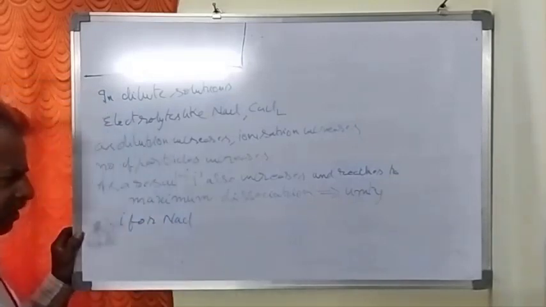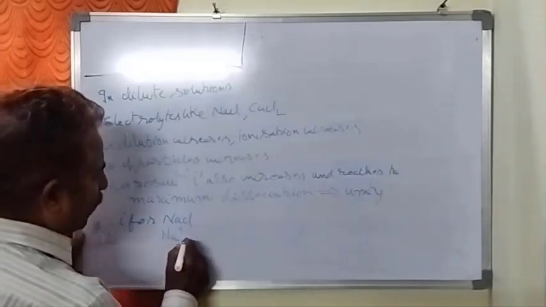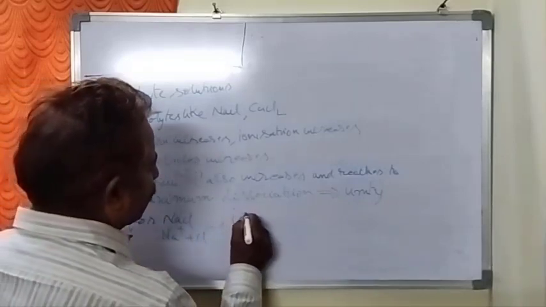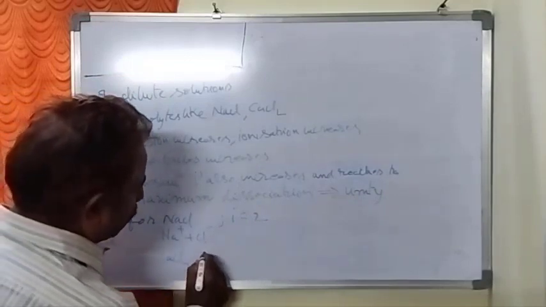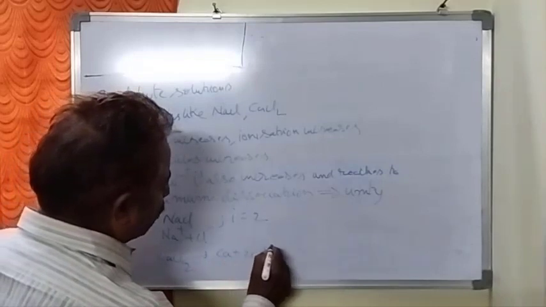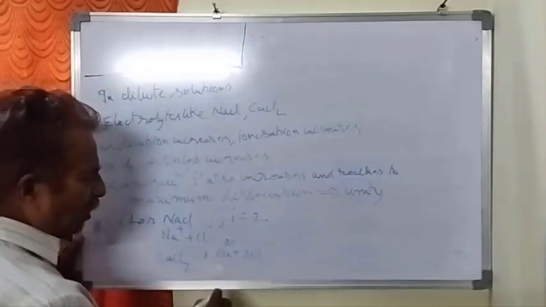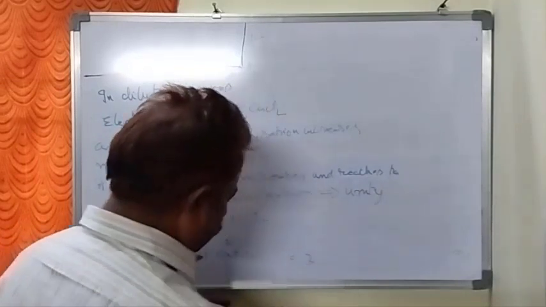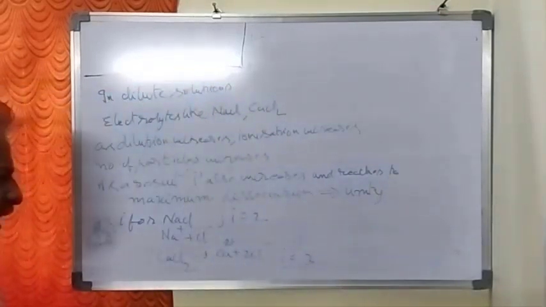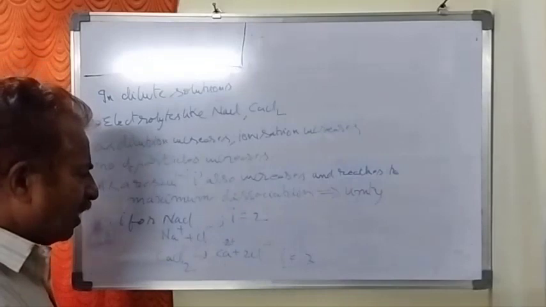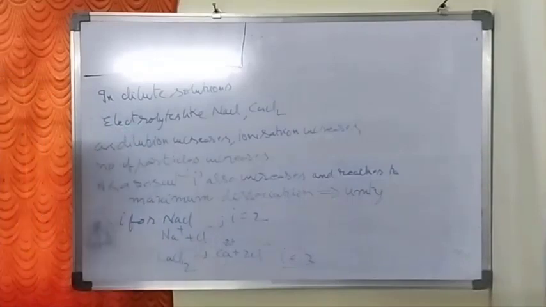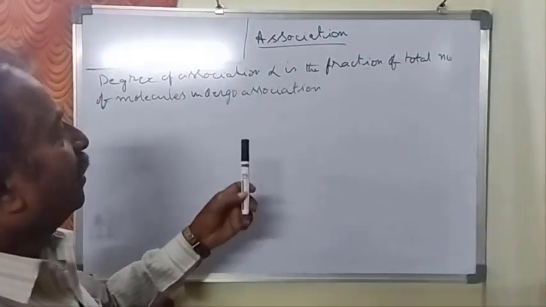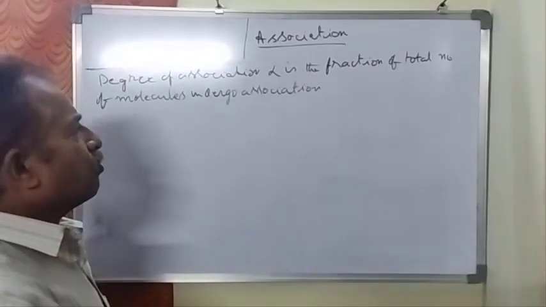Therefore, if a problem is given in this manner, i for NaCl: it dissociates into two ions, Na plus and Cl minus, therefore the Van't Hoff factor is 2. For CaCl2, it dissociates into Ca2 plus and 2Cl minus, therefore i equals 3 here. If no information is given and simply the substance is given, then the Van't Hoff factor is calculated by writing the number of particles released after dissociation. So this is dissociation.